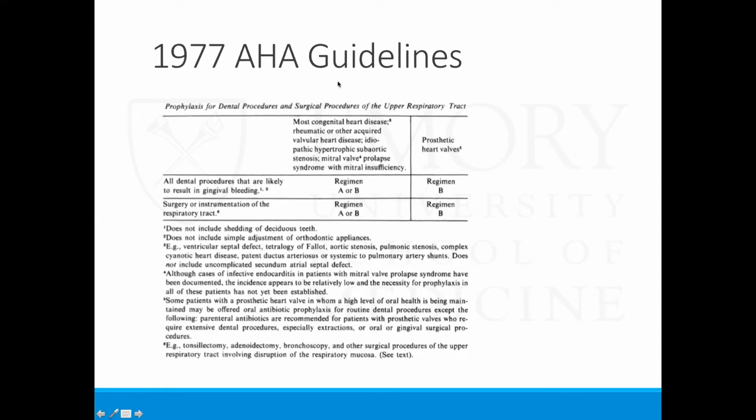So here's an example of the table from the 1977 guidelines. You can see here that they broke it into high risk, who would get regimen B, and then low risk would get either regimen A or B. And I'll show you what those regimens were on the next slide. But high risk was considered prosthetic heart valves, and then low risk was some congenital heart disease and rheumatic heart disease, mitral valve prolapse, and idiopathic hypertrophic subaortic stenosis. So different valvulopathies. And you can see all the footnotes and caveats. They're doing their best attempt, but it would become much more simplified in future guidelines.